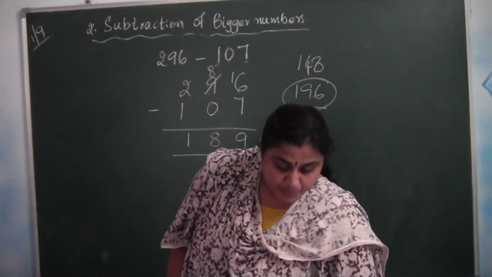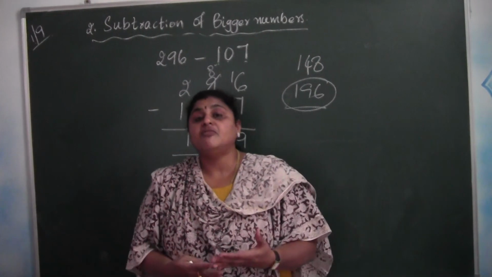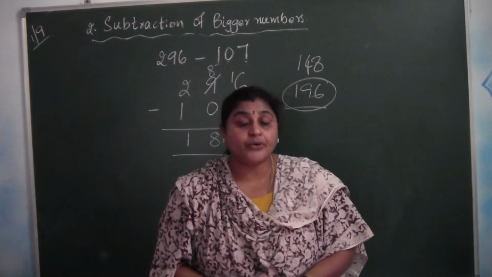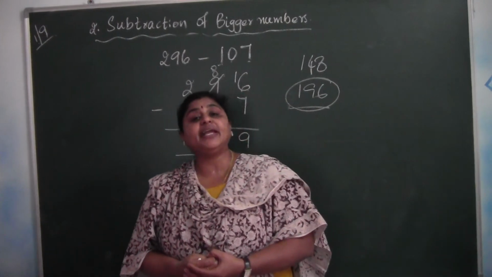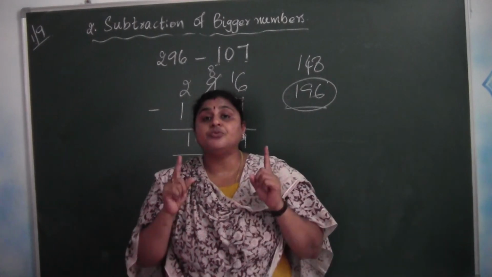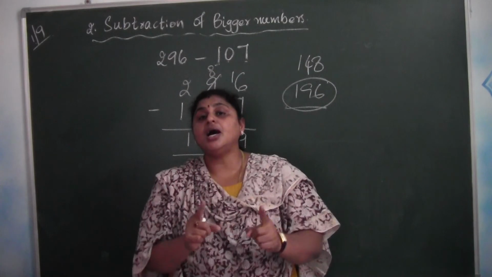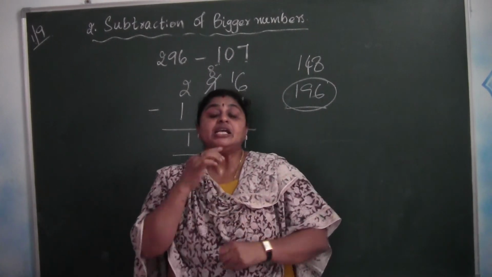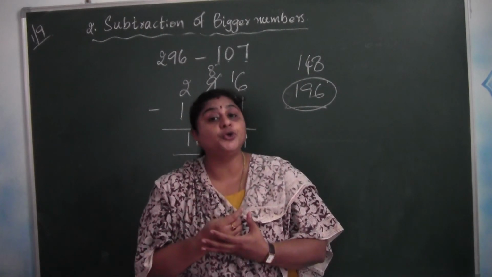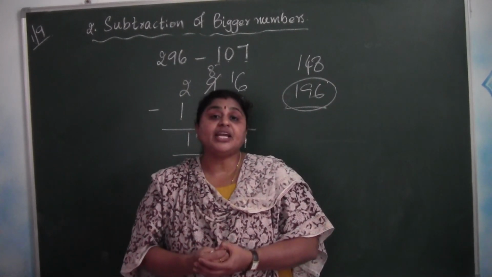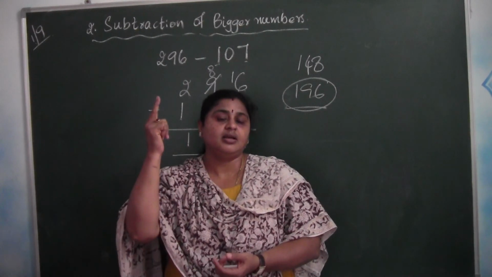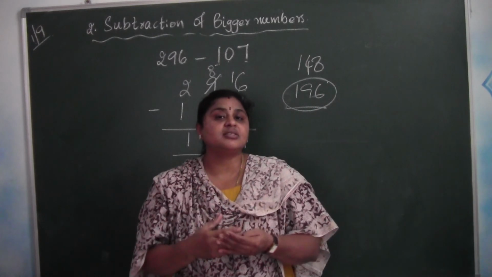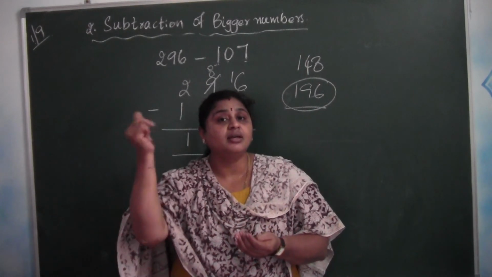Okay, children, now let us meet in the next class with the new chapter, multiplication. By the time we start your new chapter, multiplication of term 2, I want you to learn all the tables from 2 to 20. Because if you learn all the tables from 2 to 20, you can complete your sums like this.